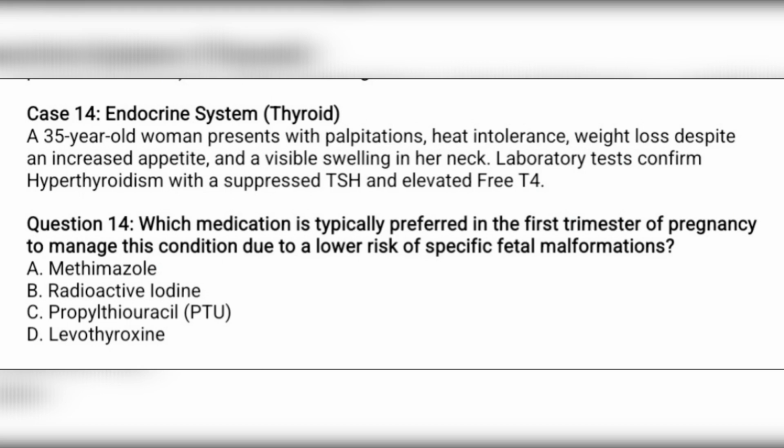Question 14. Which medication is typically preferred in the first trimester of pregnancy to manage this condition due to a lower risk of specific fetal malformations? A. Methimazole. B. Radioactive iodine. C. Propylthiouracil, PTU. D. Levothyroxine.